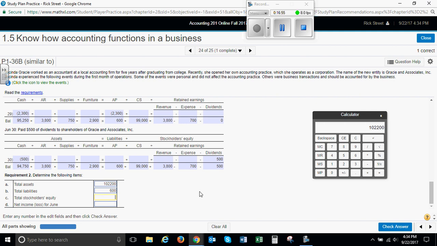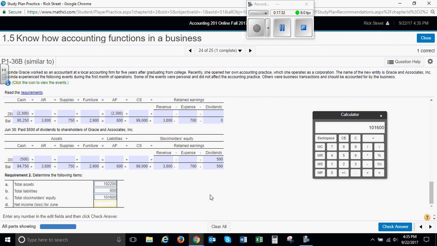Total stockholders' equity. Now, we could just subtract our assets minus our liabilities, couldn't we? But I think we're going to go ahead and add it up. So we got 99,000 plus the revenue of 3,800 minus 700 in expenses and minus 500 in dividends. And that's equal to 101,600. Well, we want to double check that. 102,200 minus 600 equals 101,600. Okay, feel pretty good about that.